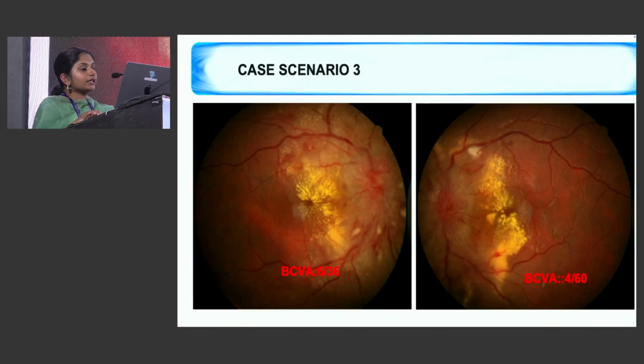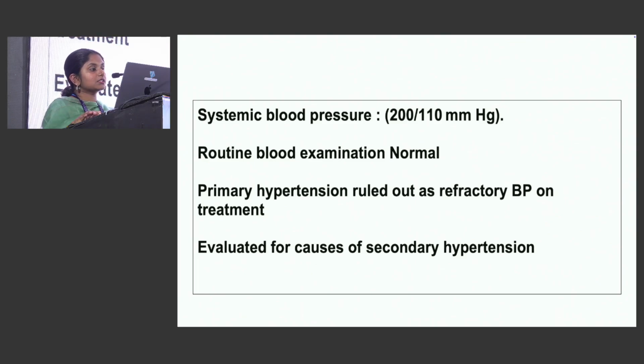Coming to case number 3, a patient presented with a history of defective vision in both eyes, with right eye vision 6/36 and left eye 4/60. No RAPD, and the anterior segment was otherwise normal. Fundus showed bilateral disc edema with hard exudates arranged in a star pattern at the macula, along with tortuous vessels, arteriolar narrowing with AV crossing changes. His BP was checked, and it turned out to be 200 by 110.